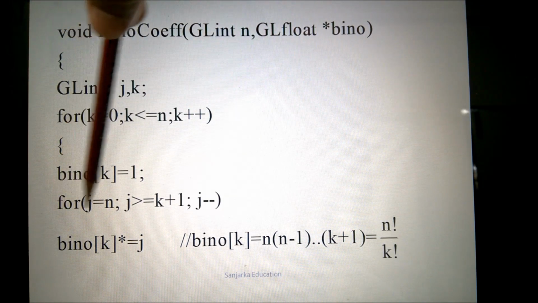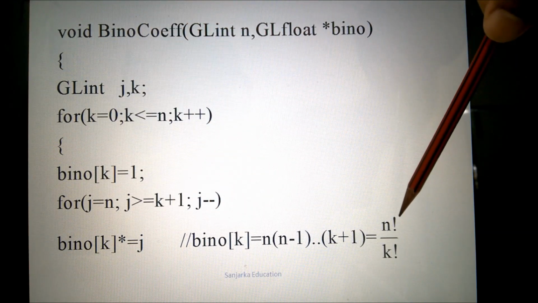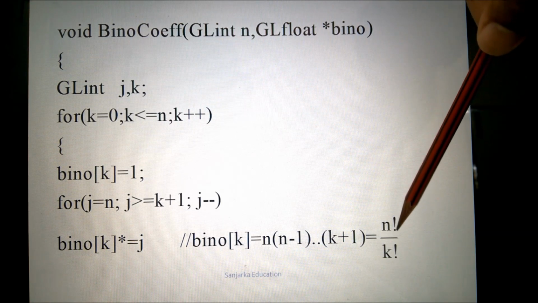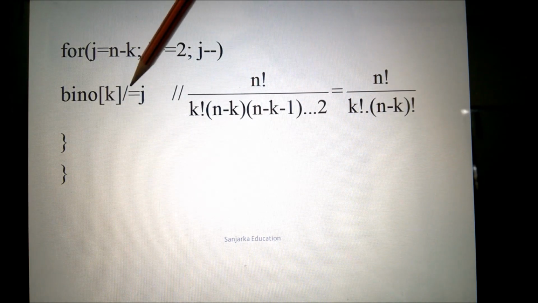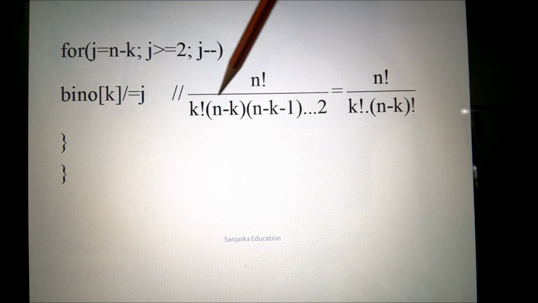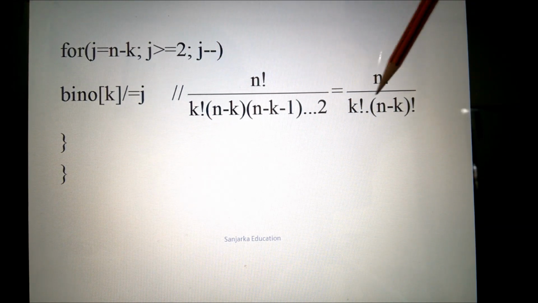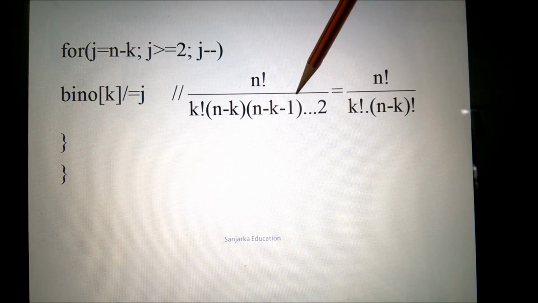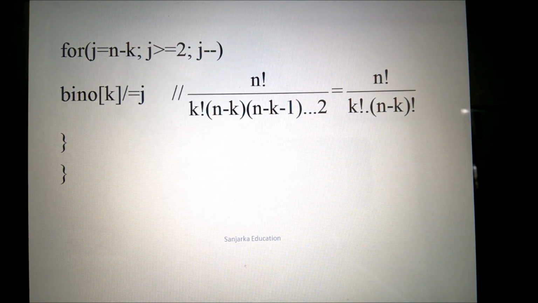In these for loops, I have shown in the comments that we are finding factorial n divided by factorial k. Next, in this for loop, we divide by j, where j varies from n minus k to 2. Here we are dividing by n minus k, and that way, in this complete function, we are calculating the binomial coefficient for each value of k.